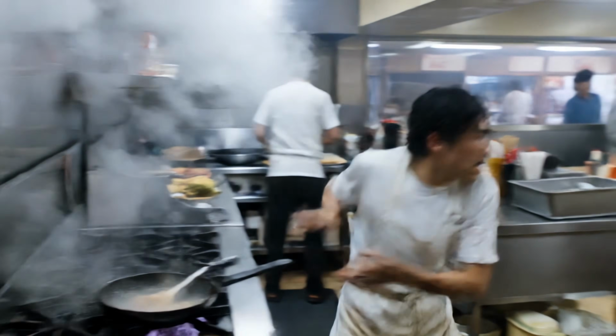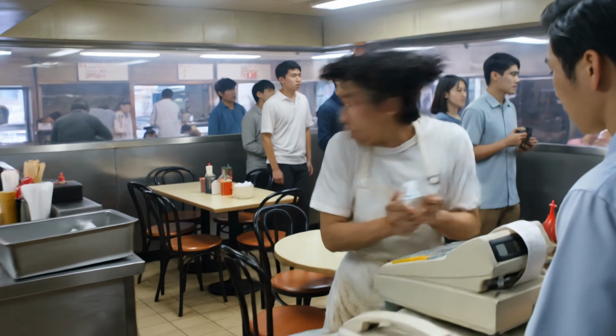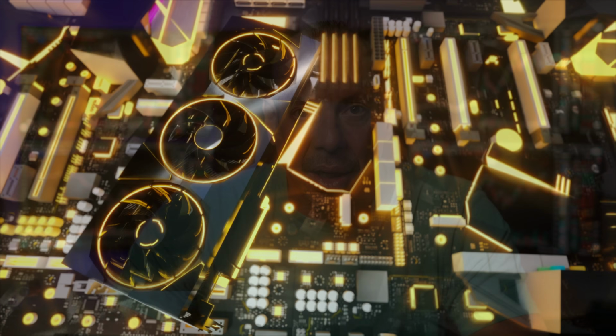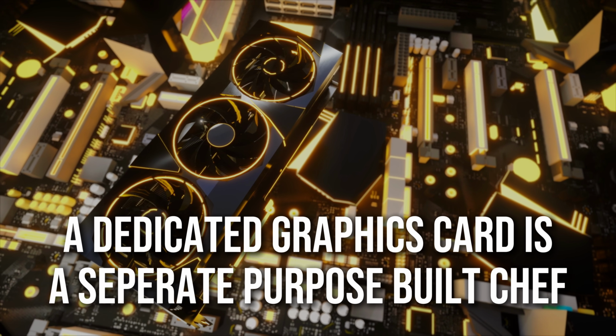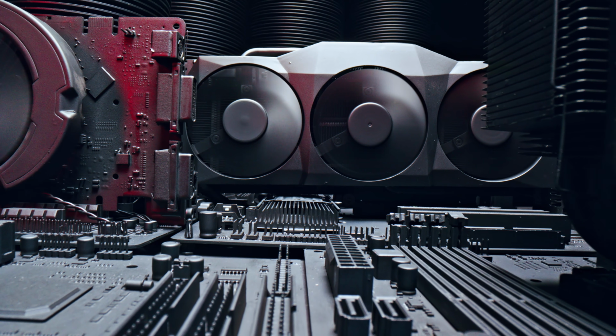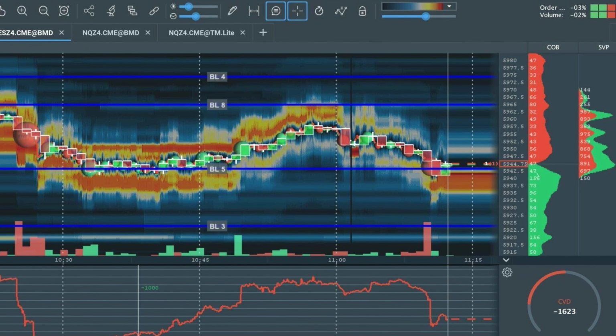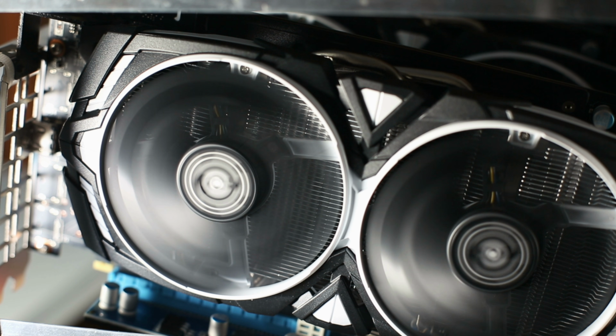Think of it like a short order cook at a diner who's also working the register, bussing tables, and answering the phone. He can do all of it when it's slow, but the second the lunch rush comes in, everything falls apart. That's integrated graphics during a volume spike. A dedicated graphics card is a separate, purpose-built chef whose only job is to cook. He doesn't touch the register. He doesn't answer the phone. He just renders your trading graphics. GPU rendering all day without breaking a sweat. So now you understand why your heat map stutters at the worst possible second.